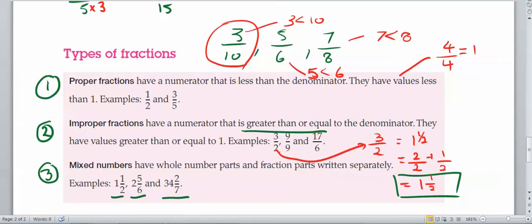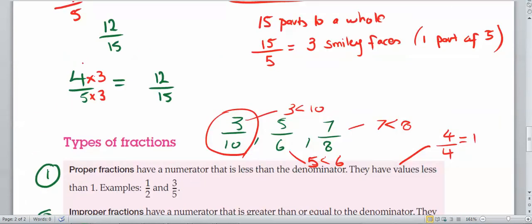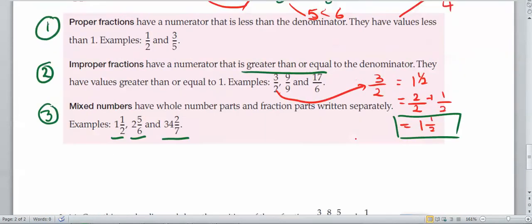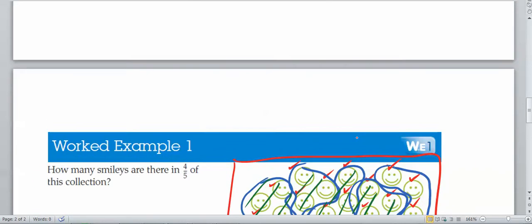So we're going to look at equivalent fractions, and in order to do that, we simply just need to multiply by any number. So 4/5 is also equivalent. We're going to multiply the top by 5 and the bottom by 5, and we're going to have 20 over 25 is also the same as 4 over 5. I guess we'll get to that a little bit later.